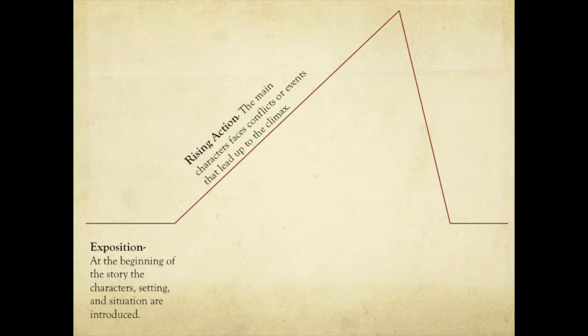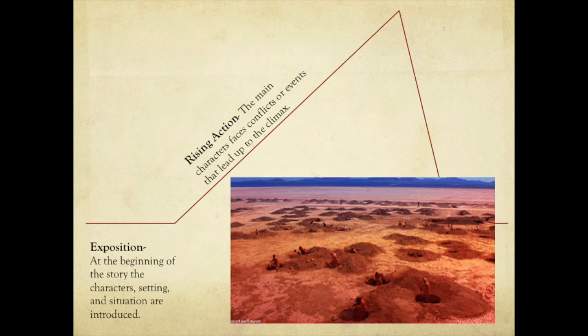The rising action is where the main character or characters face conflicts or events that lead up to the climax. In Holes, the rising action is where Stanley's friendship with Zero alienates the other boys at the camp. Because Zero is digging part of Stanley's hole, it makes the other boys feel jealous. This leads to increasing tension between the boys, and it eventually erupts in a fight.